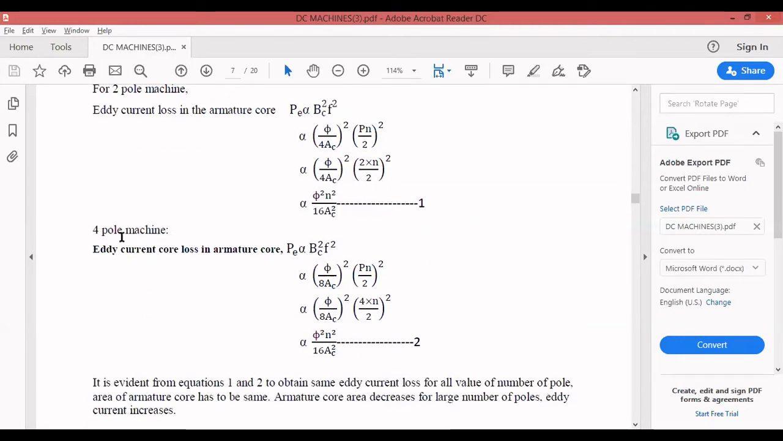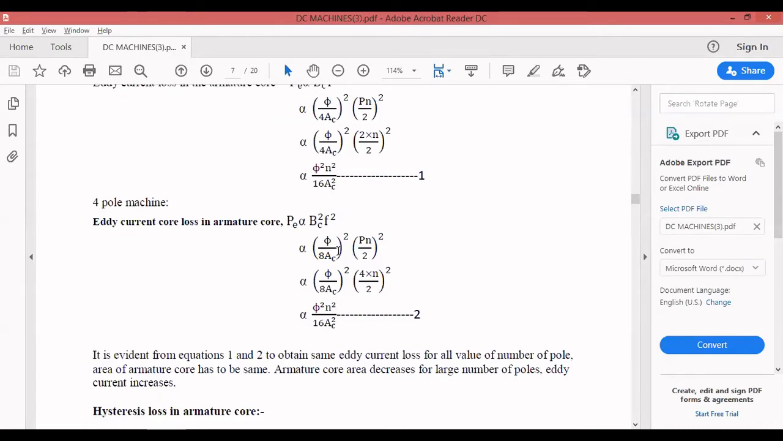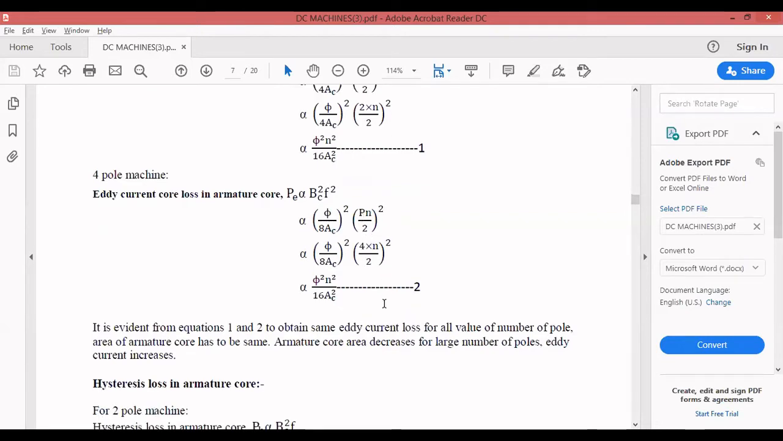Likewise, if you consider a four pole machine, once again, same equation, P is proportional to BC square F square. In a four pole machine, the flux in the armature will be phi/8, and P is equal to 4. And if you see here, once again, what you got here? Phi square N square divided by 16 AC square. If you see from equations 1 and 2, irrespective of number of poles, whether it is a two pole machine or a four pole machine, the area of the armature core remains the same.